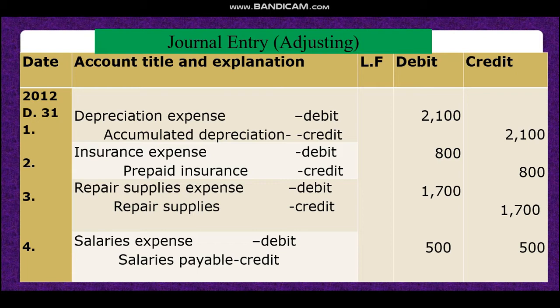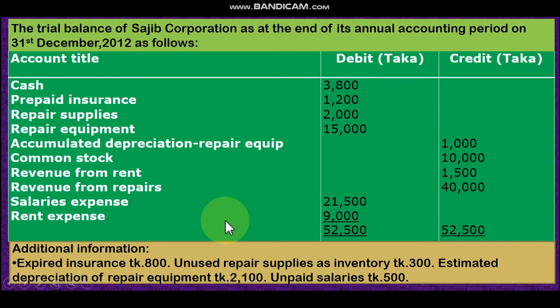This way prepare the adjusting journal, and you know that this is very important for your exam. Adjusting journal may come in the exam. So student, for what items do we prepare journals? For adjusting items like insurance expired, unused repair supplies, estimated depreciation and unpaid salaries. For these 4 adjustments we have given adjusting journals.